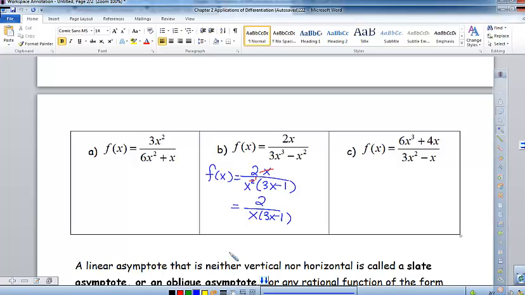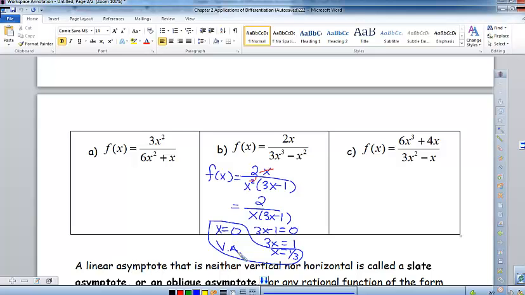To get my vertical asymptotes, I would say x equals 0, because this time I do still have an x in my denominator. Before it was canceled out, but we still have one here. And then 3x minus 1 equals 0. So 3x equals 1, or x equals 1/3. So our vertical asymptotes are x equals 0 and x equals 1/3. Ready?